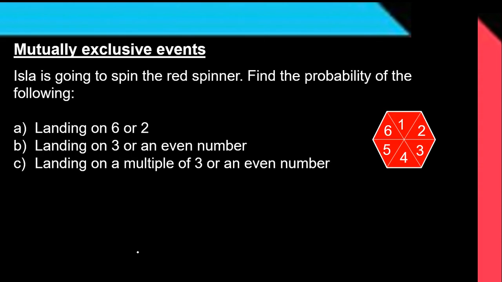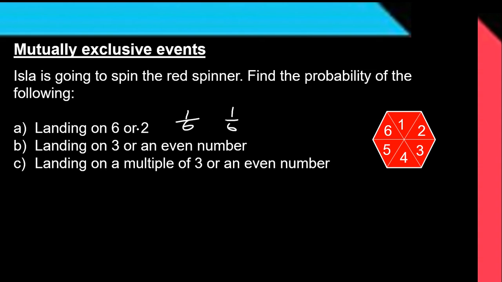So let's have a go at an example using this spinner. So let's say Isla is going to spin the red spinner. Find the probability of the following. So the first one, it lands on a 6 or a 2. So the mutually exclusive events, they can't happen at the same time. So the probability of it landing on a 6 is 1 out of 6 because there's 6 different numbers. The probability of it landing on a 2 is also 1 out of 6.